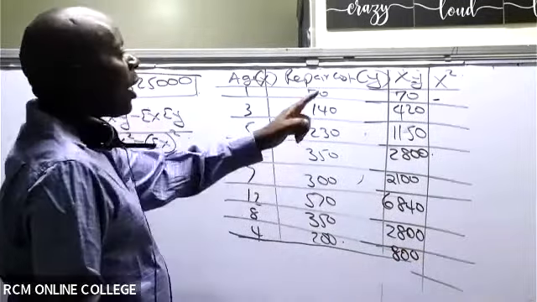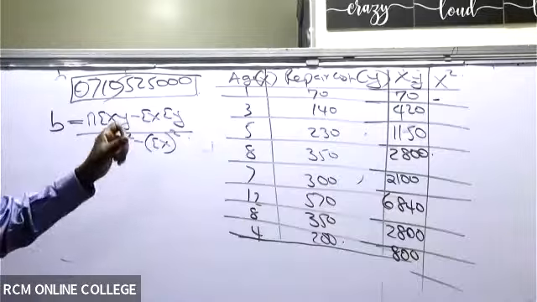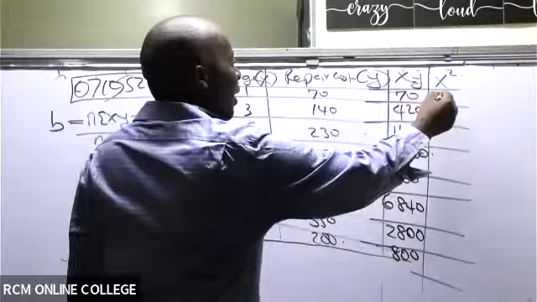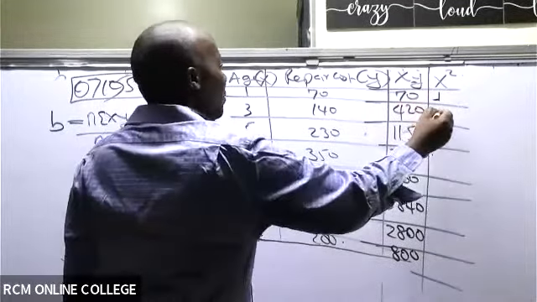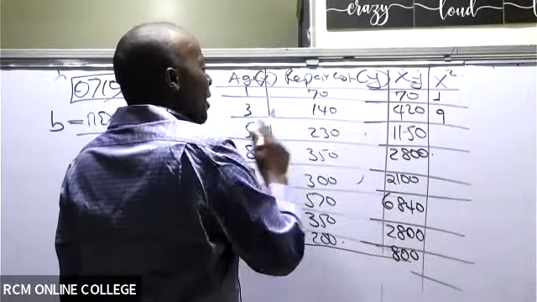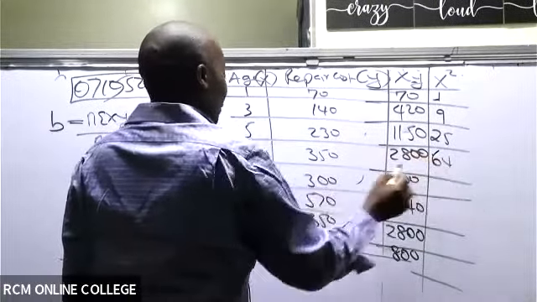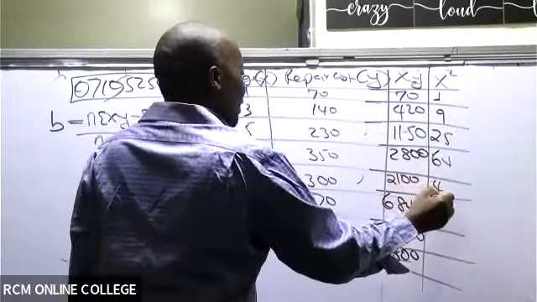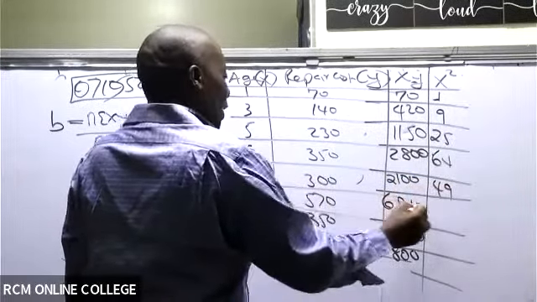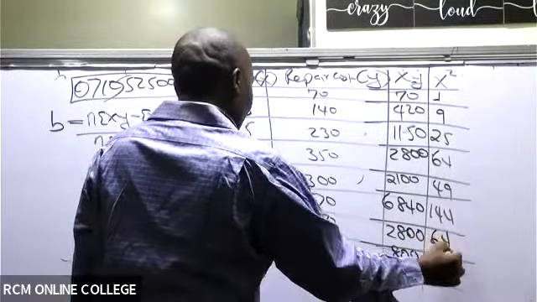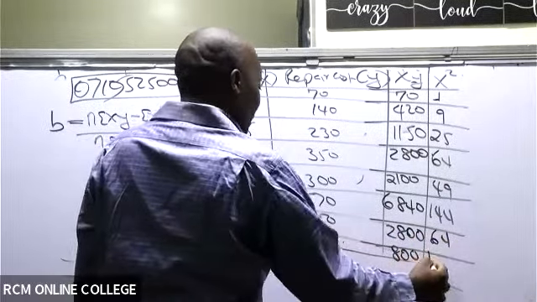How about the column of x squared? So simply use your calculator there. So 1 squared gives me 1. 3 squared gives me 9. 5 squared gives me 25. 8 squared gives me 64. 7 squared gives me 49. 12 squared gives me 144. 8 squared gives me 64. 4 squared gives me 16.